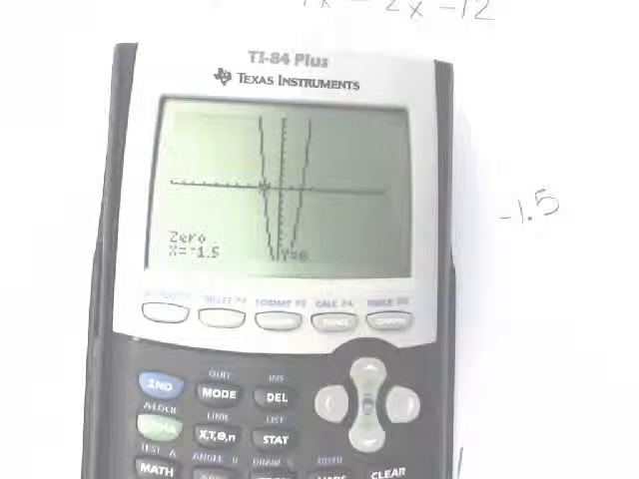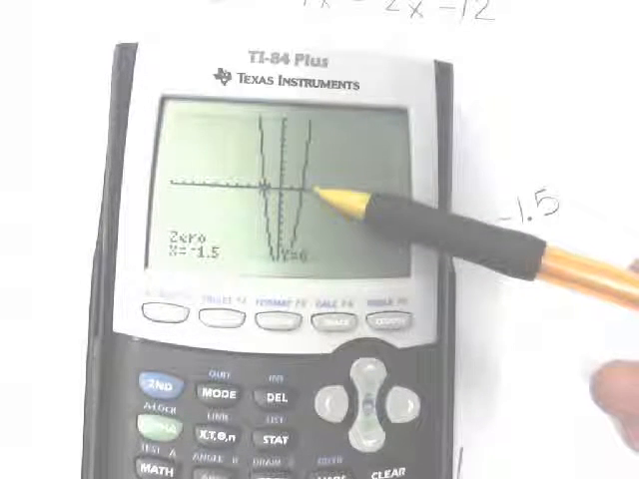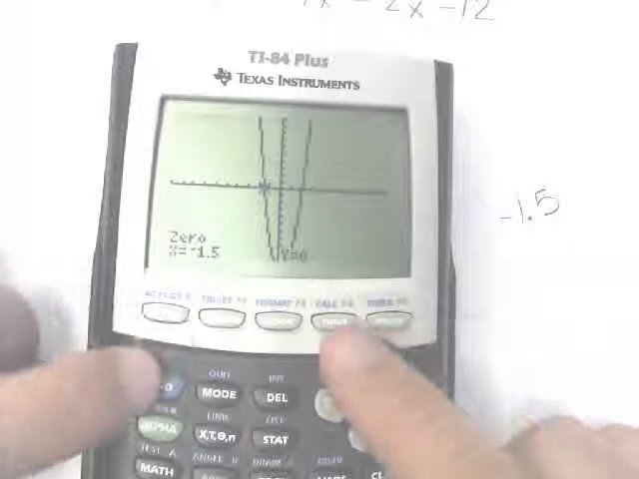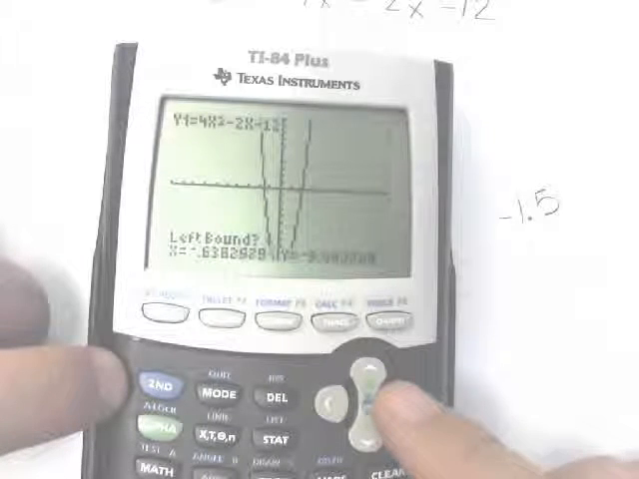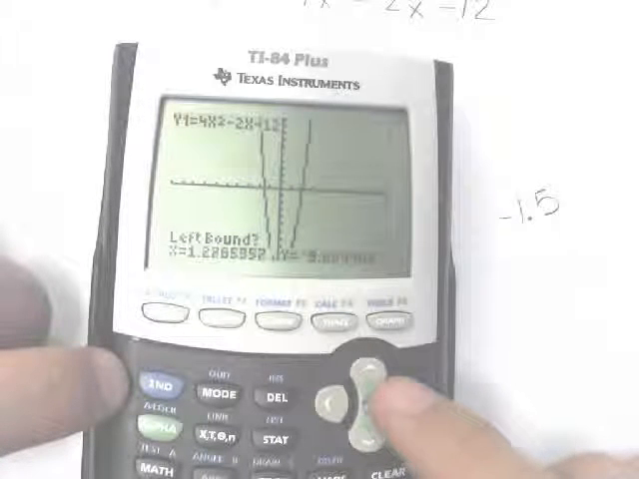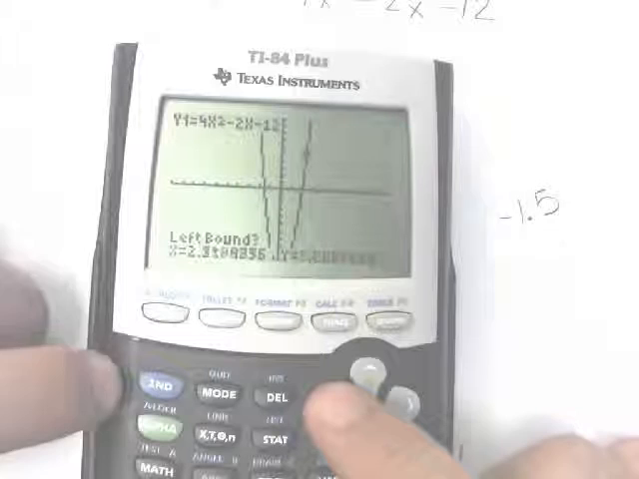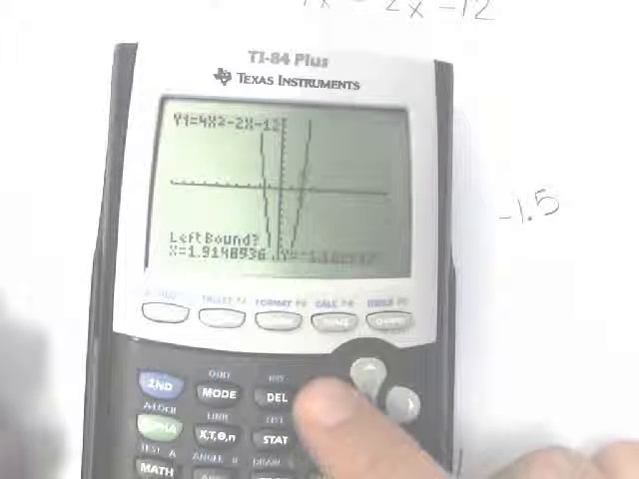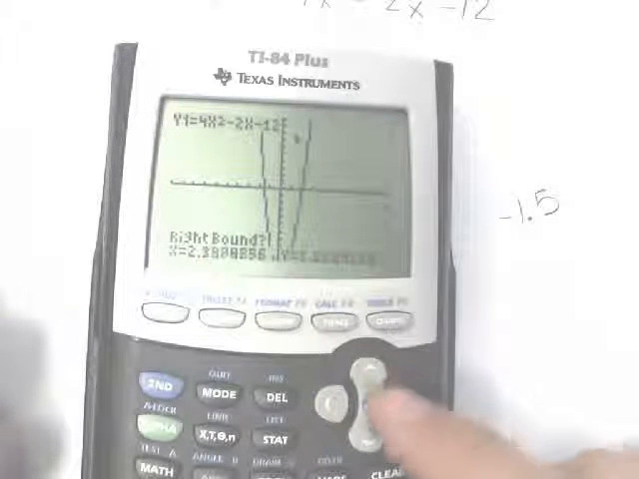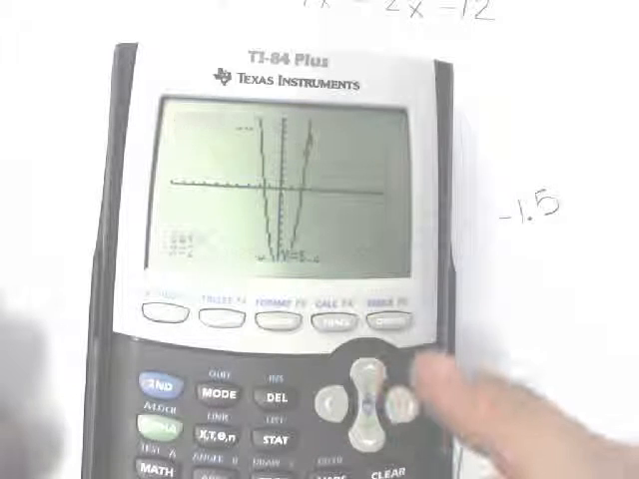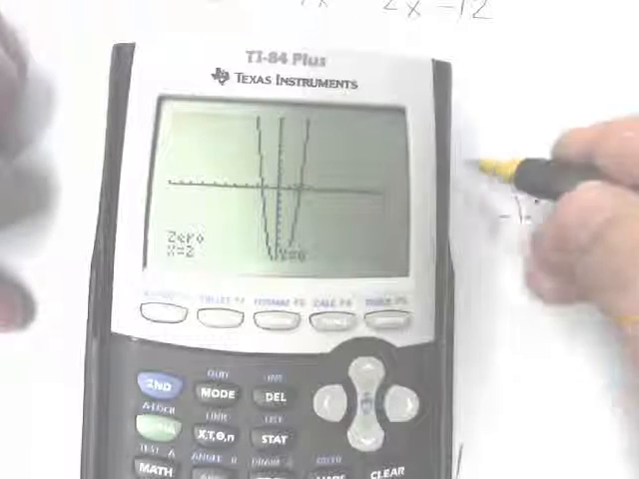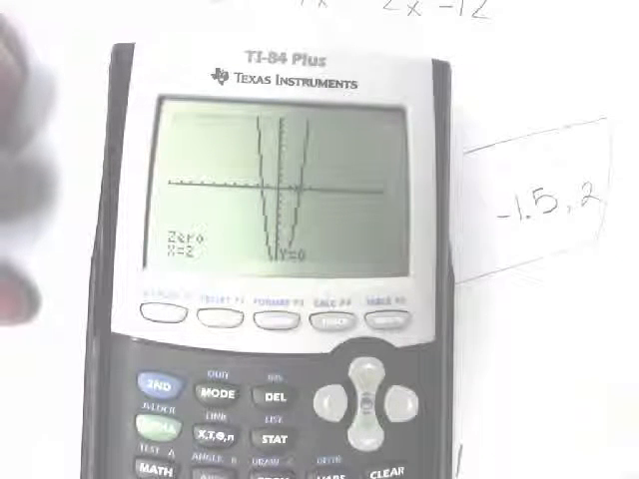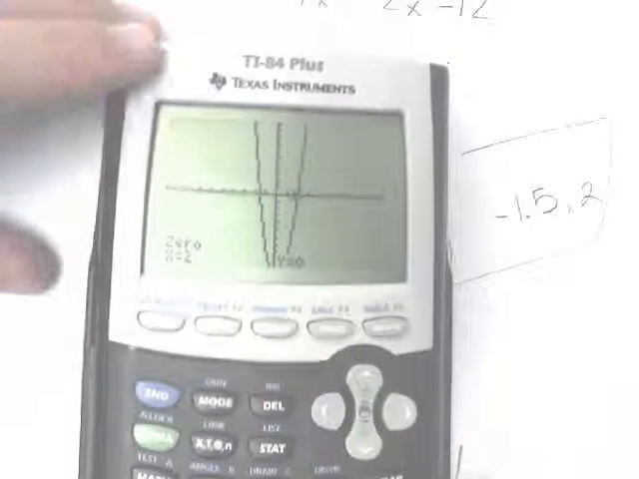Now I want to find my other 0 because I see that there's another 0. It looks like right over here. So I'm going to use my calculator again. Second trace, zero. Left bound. Let's move my cursor over. So here's the 0. Let me go to the left of that 0. I'm to the left. Move to the right. Guess, there's my second 0, 2. So my answers are negative 1.5 and 2.